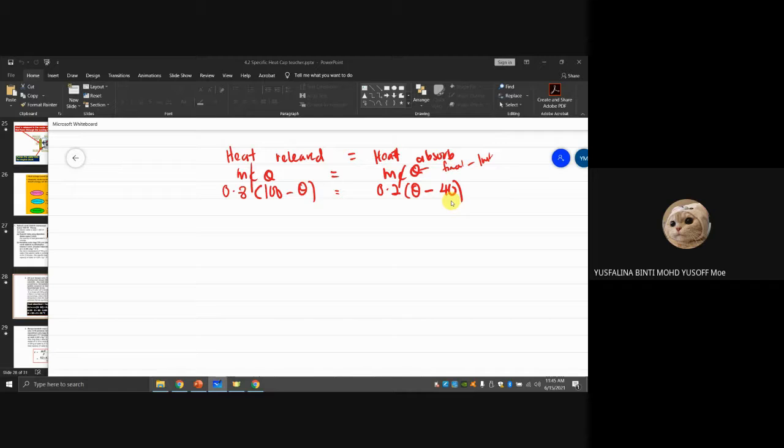Until that, can you understand? Sajif, Farah, are you okay? After that, what you have to do is expand it. So 0.8 times 100 and then 0.8 times theta. Try to expand it and find the value of theta here.